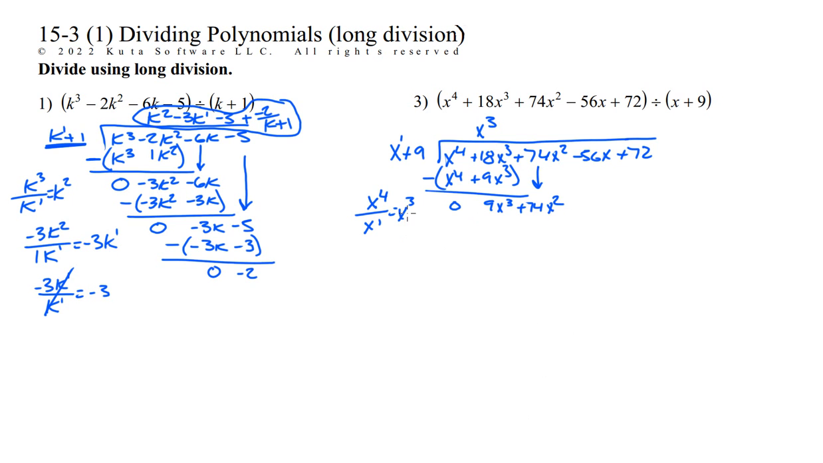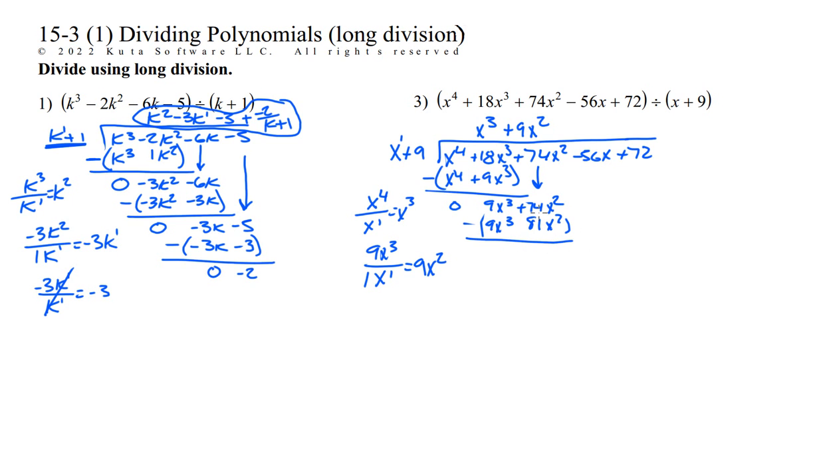Right, and then we do the same thing. We take the first non-zero here, which is 9x cubed, divided by x to the first. And that's 1, so 9 over 1 is 9. X cubed over x to the first is x squared. So this is plus 9x squared. So we take 9x squared times x is 9x to the third. 9x squared times 9 is 81x squared. And remember, we're going to subtract this whole thing.